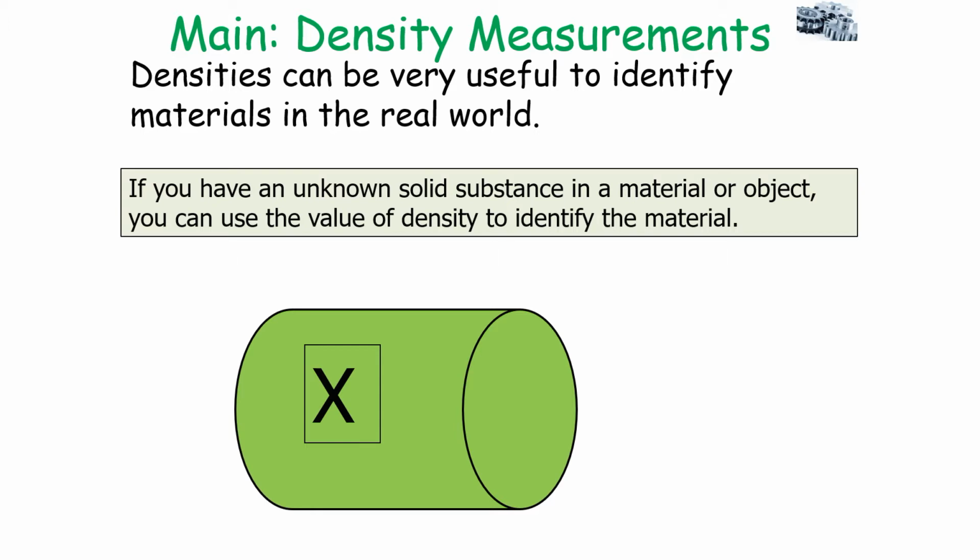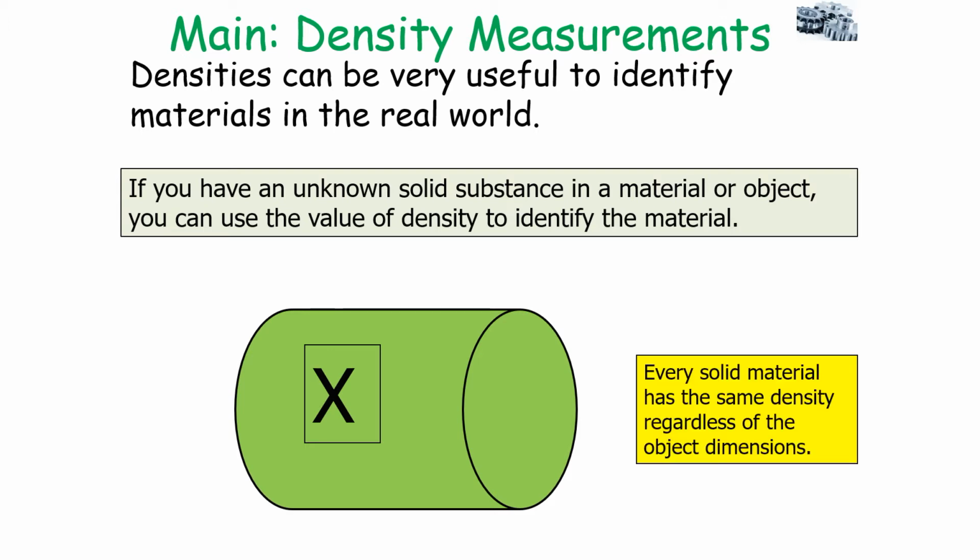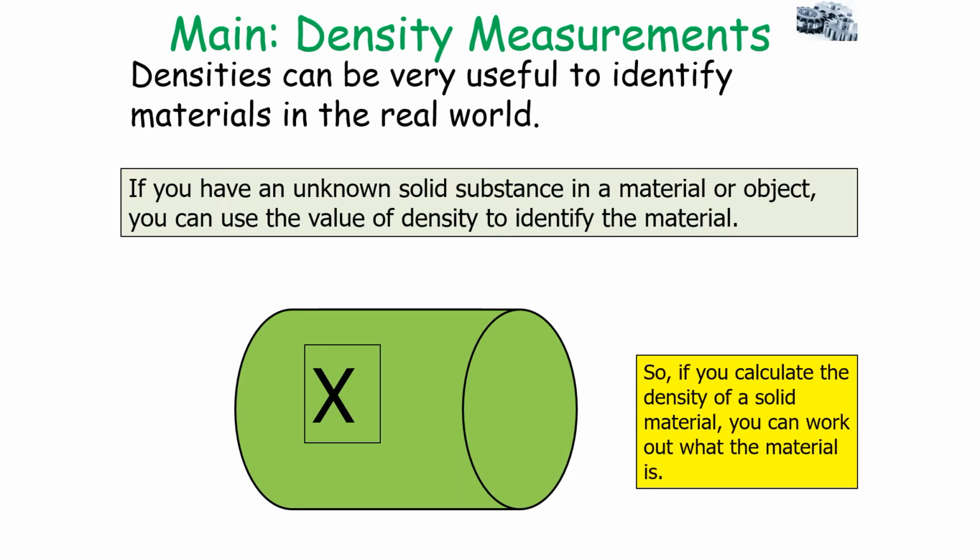Now densities can be very useful to identify materials in the real world, because if you have an unknown solid substance in a material or object, you can use the value of density to identify the material, because every solid material has the same density regardless of object dimensions. So if you can calculate the density of a solid material, you can work out what the material is.